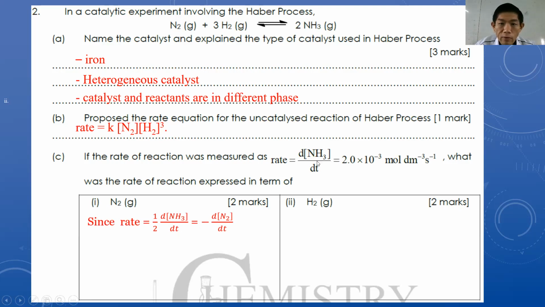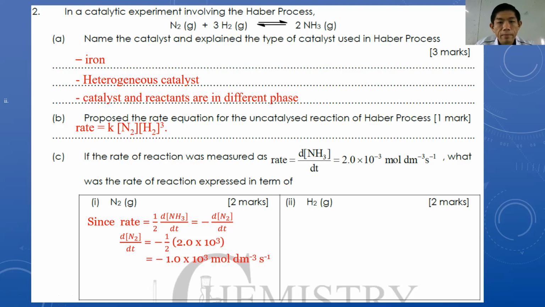The question already gives you that d[NH3]/dt is 2.0 times 10 power negative 3. Substitute this value straight away into here, d[NH3]/dt. So you can straight away get d[N2]/dt equals to negative 1/2 times 2.0 times 10 power negative 3. The negative here, you move to here, okay? And finally, press your calculator, you get the answer as negative 1.0 times 10 power of 3 mole per decimeter cube per second.